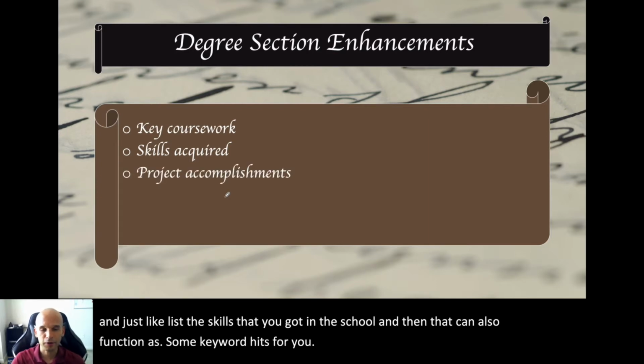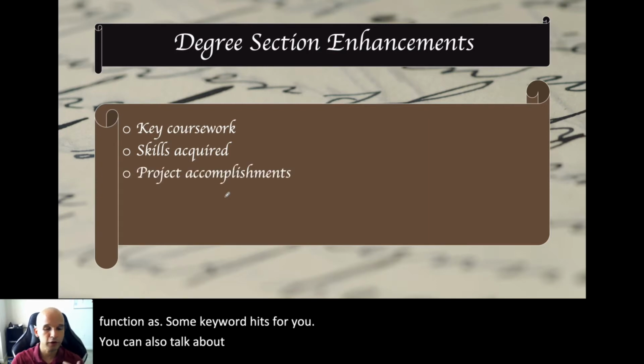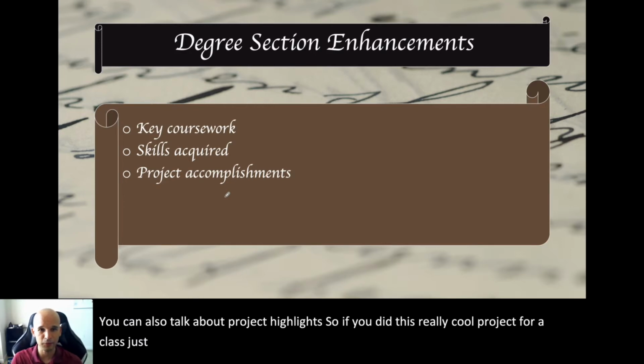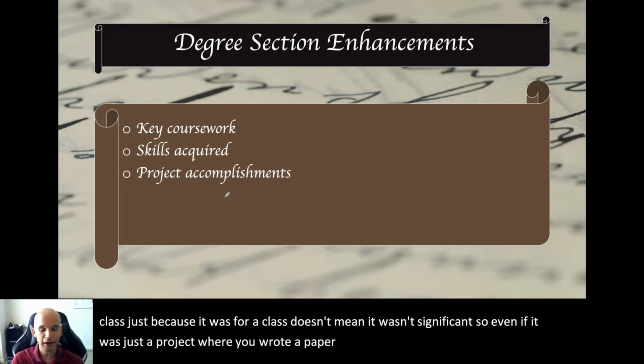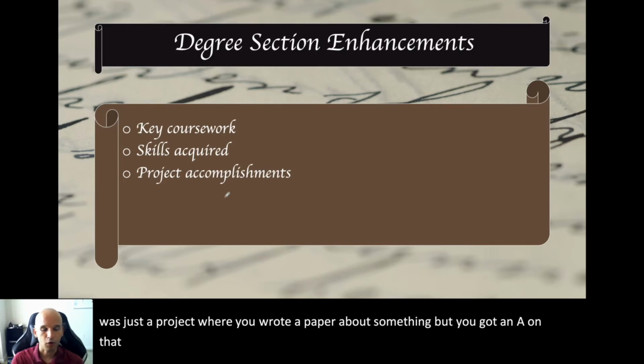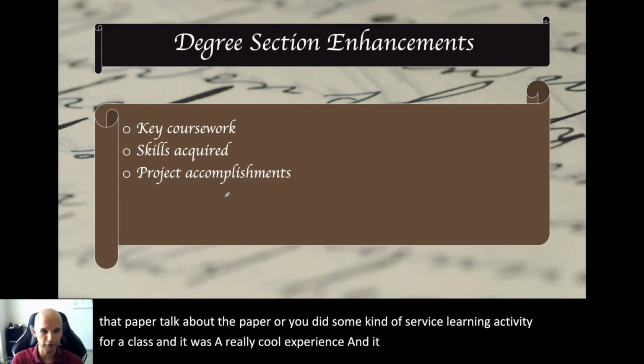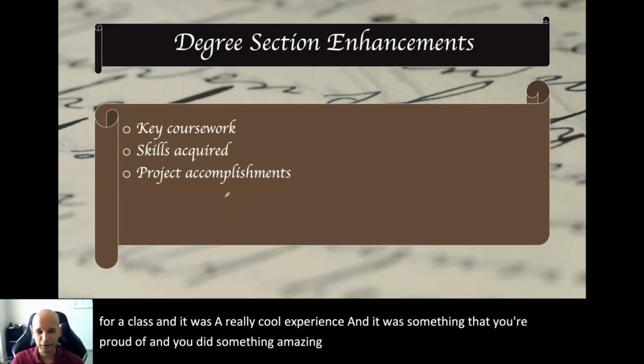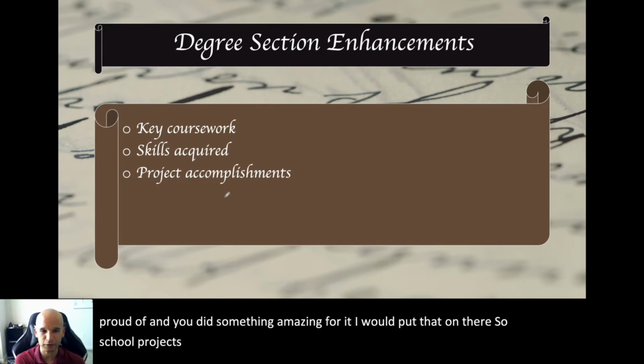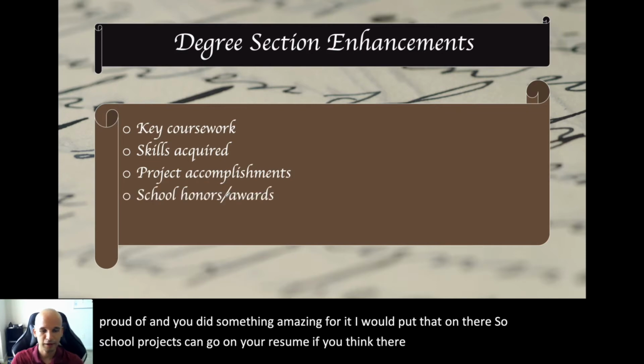You can also talk about project highlights. If you did a really cool project for a class, just because it was for a class doesn't mean it wasn't significant. Even if it was just a project where you wrote a paper about something, but you got an A on that paper, talk about the paper. Or you did some kind of service learning activity for a class, and it was a really cool experience, and it was something that you're proud of, and you did something amazing for it, I would put that on there. So school projects can go on your resume if you think they're impressive and can really say something unique.